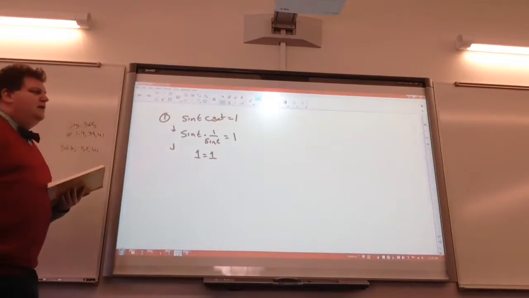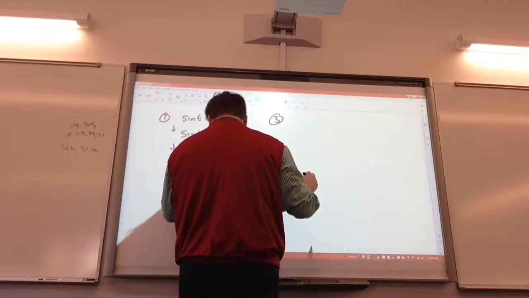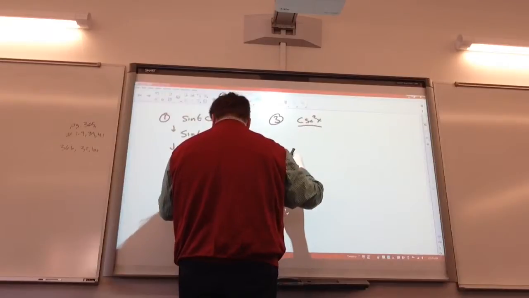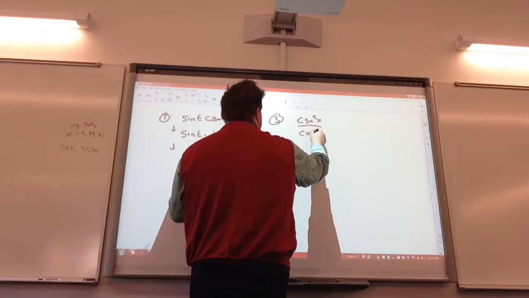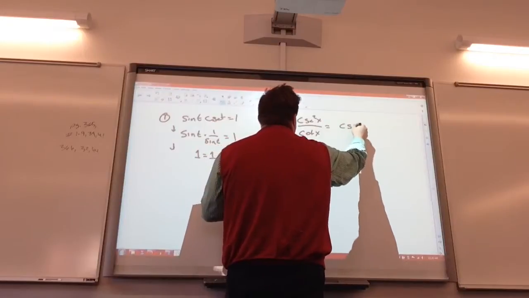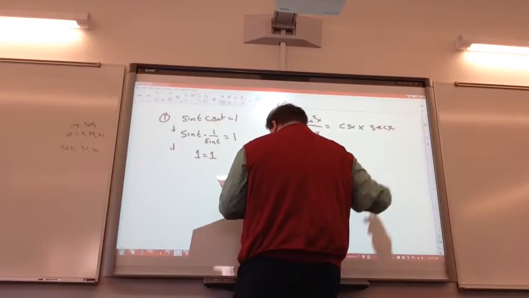Okay? Let's look at number 3. Similar sort of idea. We have cosecant squared of x over the cotangent of x, and that's equal to the cosecant of x times the secant of x.